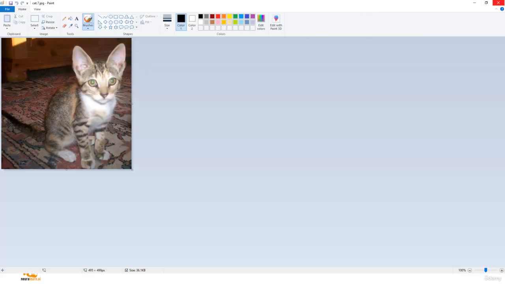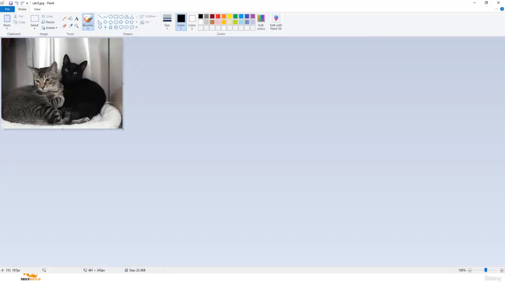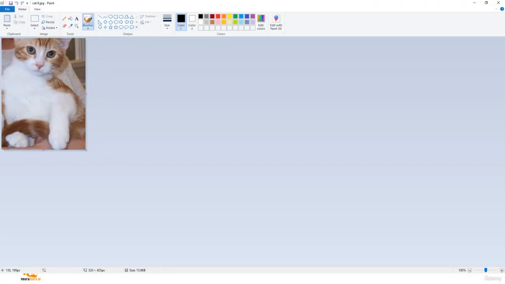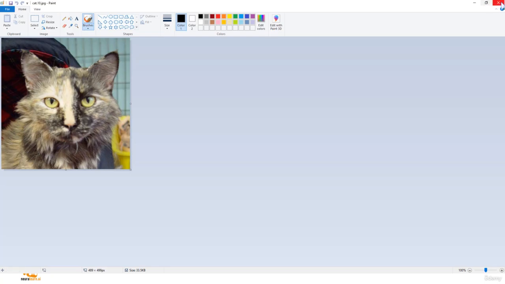Then we have this, we have seen this already, this kind of scenario. We have this case where we have two cats of two different colors. Next, this other scenario.